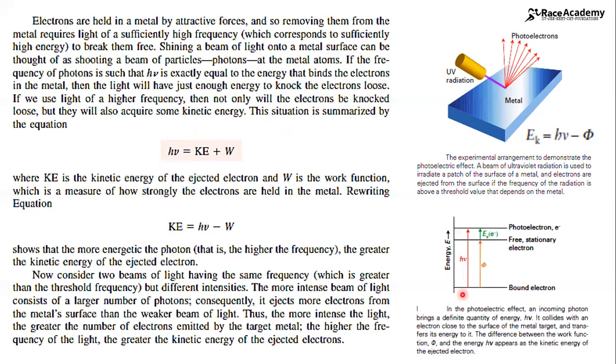You can see the graphical representation here: the bound electron and its energy, the photoelectron present here, and a free, stationary electron here. Just a small gap, h nu and phi, makes a lot of difference in this experiment. The incoming photon brings a definite quantity of energy h nu, and when it collides with an electron close to the surface of the metal target, it transfers its energy to it. That is the main secret behind the photoelectric effect.